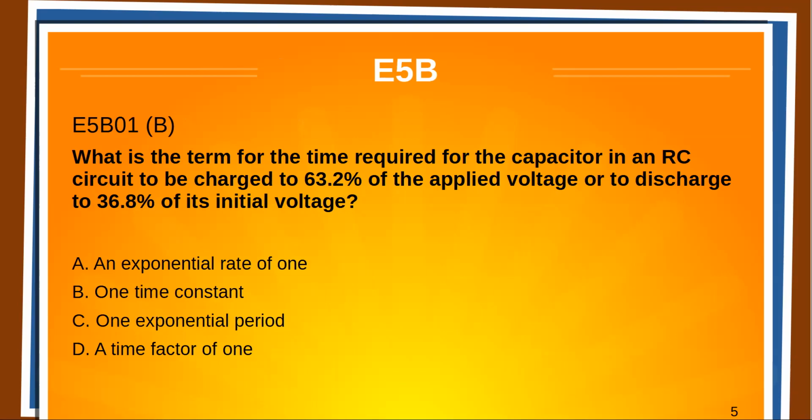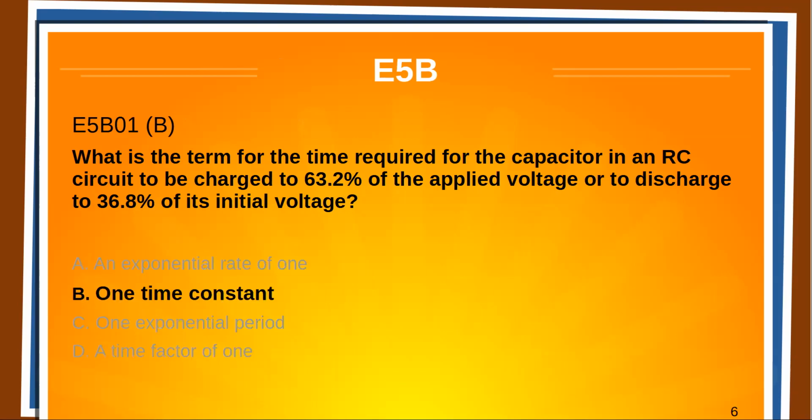What is the term for the time required for the capacitor in an RC circuit to be charged to 63.2% of the applied voltage, or to discharge to 36.8% of its initial voltage? B. Bravo. B is correct. Very good.